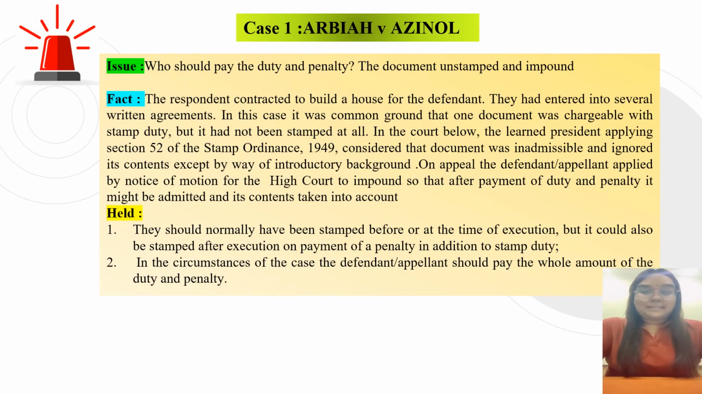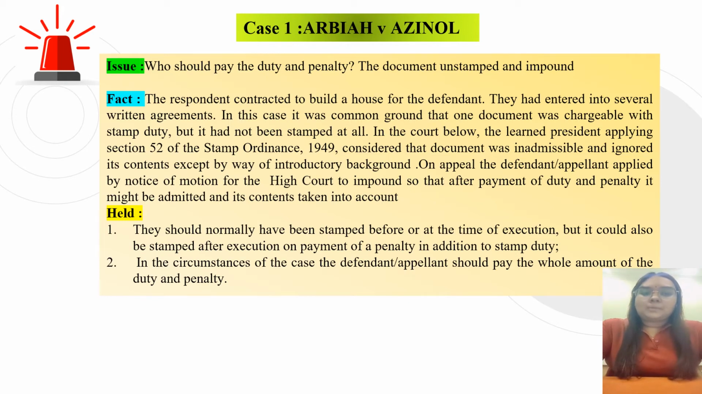So this is the first case, which is Abria versus Azinol, which can be used for sections 51 and 52. The issue in this case is who should pay the duty and penalty when the document is unstamped and impounded. The facts of the case are that the respondent contracted to build a house for the defendant. They entered into several written agreements. In this case, they had common ground that one of the documents was chargeable with stamp duty, but it was not stamped at all.